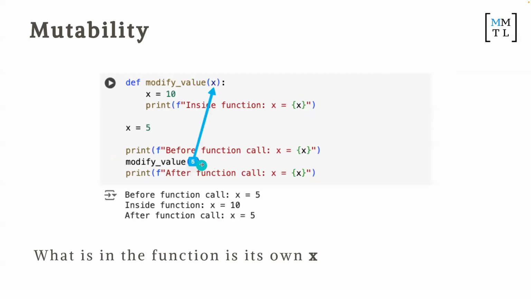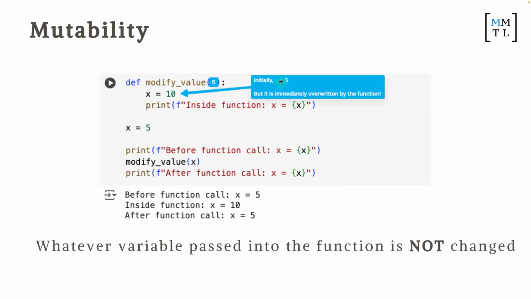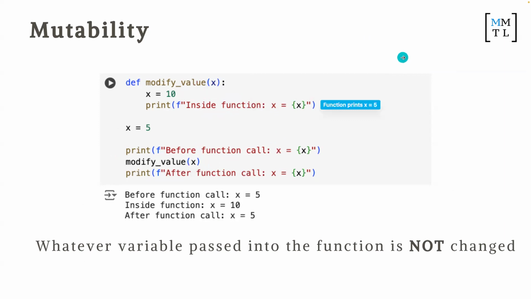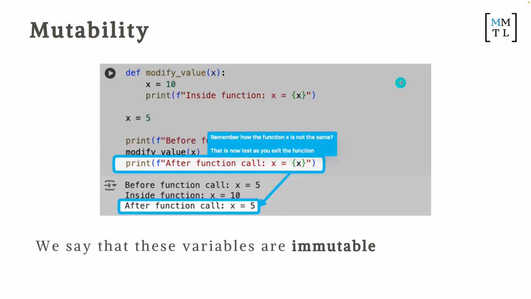So yeah, essentially, the 5 gets passed in. Initially, x equals 5, but it's immediately overwritten by the function as x equals 10. And there's a separate bucket. The function prints x is equal to 5. And remember how the x is not the same? The separate bucket that you made while you call the function has now been lost.